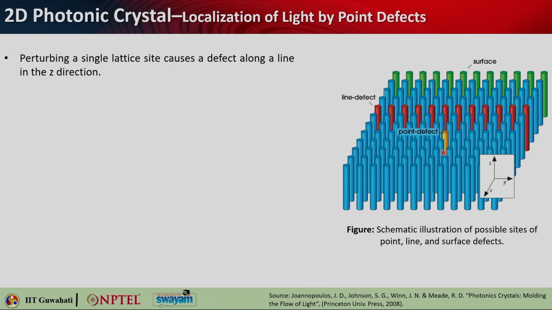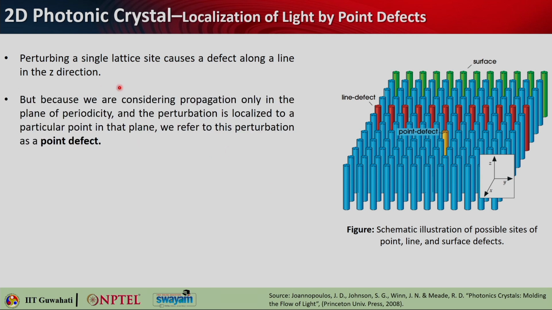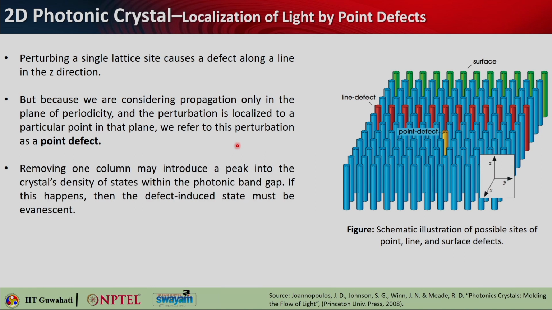Now, why are these things important? Because perturbing a single lattice site causes a defect along a line in the z direction. But because we are considering propagation only in the plane of periodicity, the perturbation is localized at a particular point in the plane, and that is why this perturbation is called a point defect. Now, removing one column may introduce a peak into the crystal's density of states within the photonic band gap. If this happens, then the defect induced state must be evanescent.